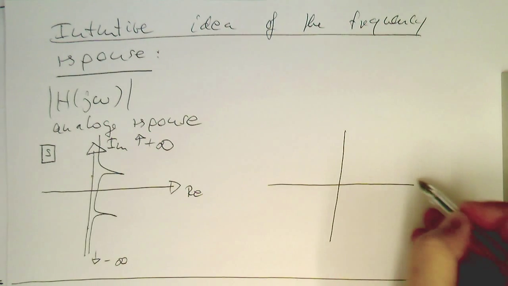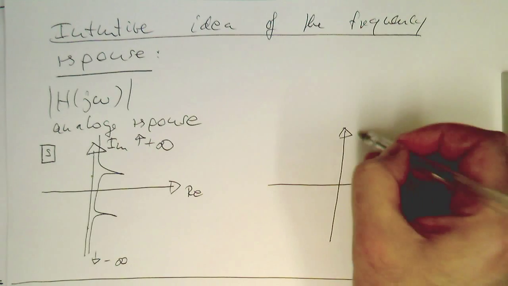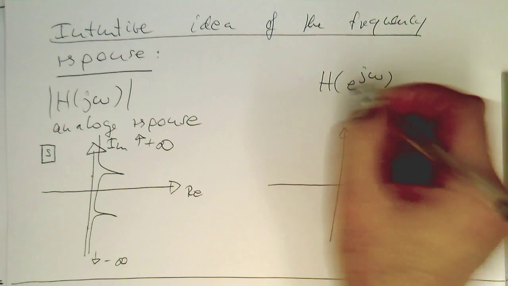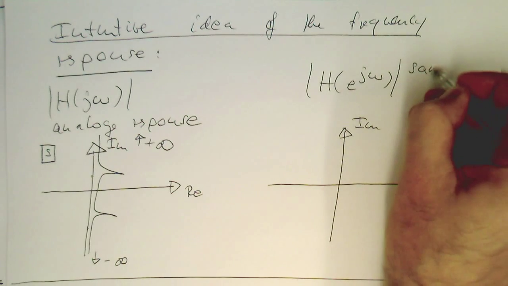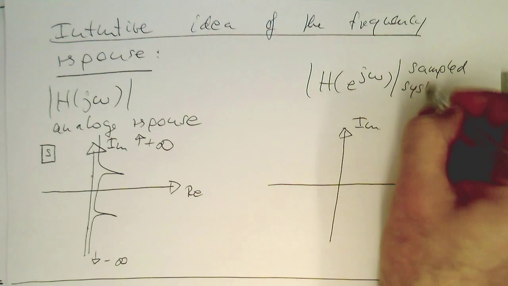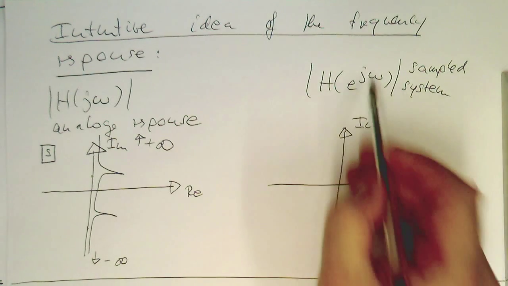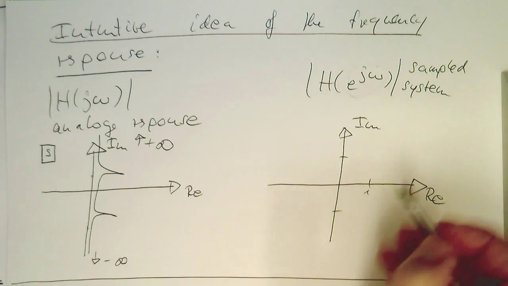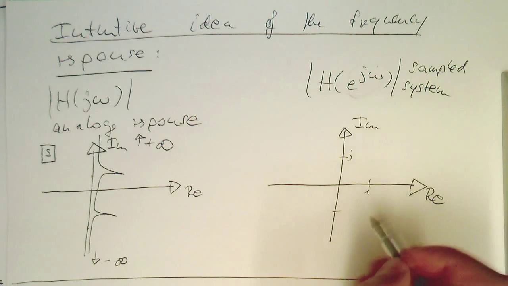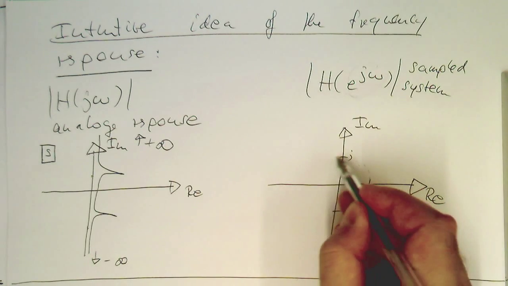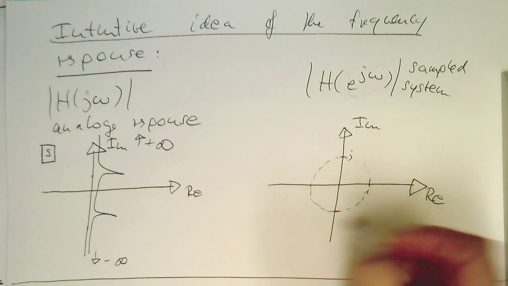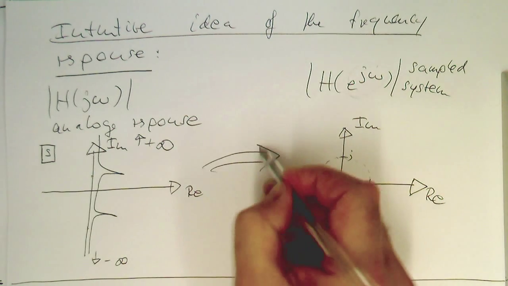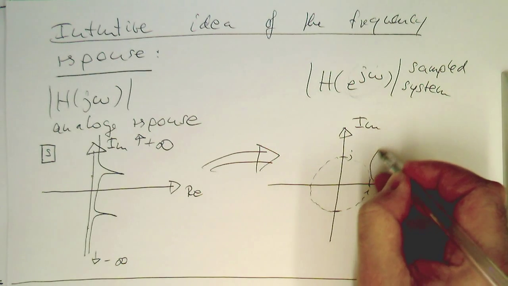Now if this is again real and imaginary, but now we have our H of e^(j omega), and this is our sampled system. So this e^(j omega) argument is just a rotation on the unit circle. This is here 1, and this is here j, then this rotates on the unit circle, going around and coming back and generating this response over and over again. If we have a similar response here, this would map into something like this.